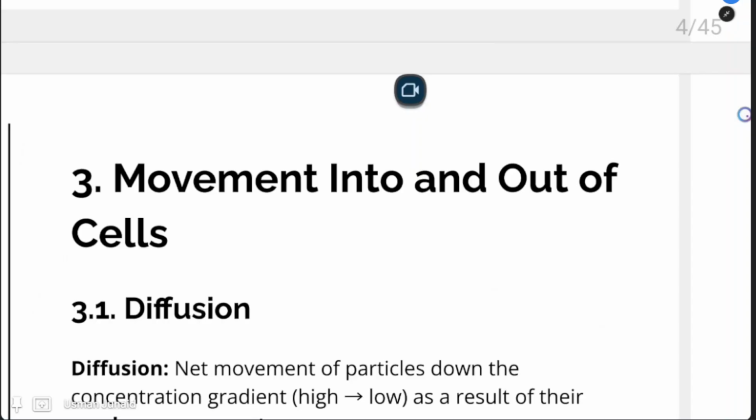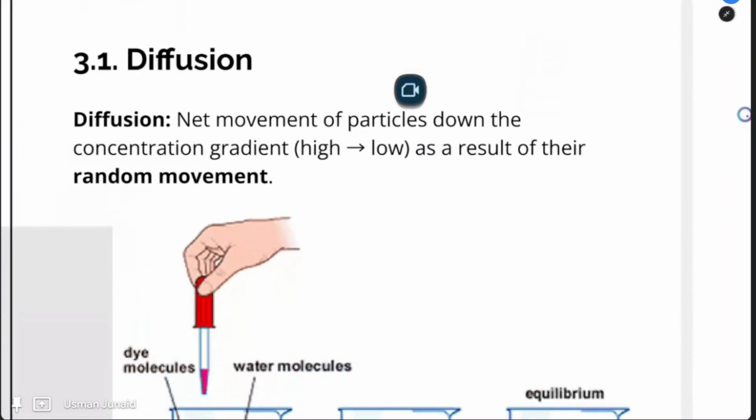Some require energy, some don't require energy, some require a transport protein, a channel through which they can go. Some don't require a channel, some can directly move through the cell membrane. So diffusion. Diffusion is the net movement. Net movement means overall movement of particles down the concentration gradient, high to low.